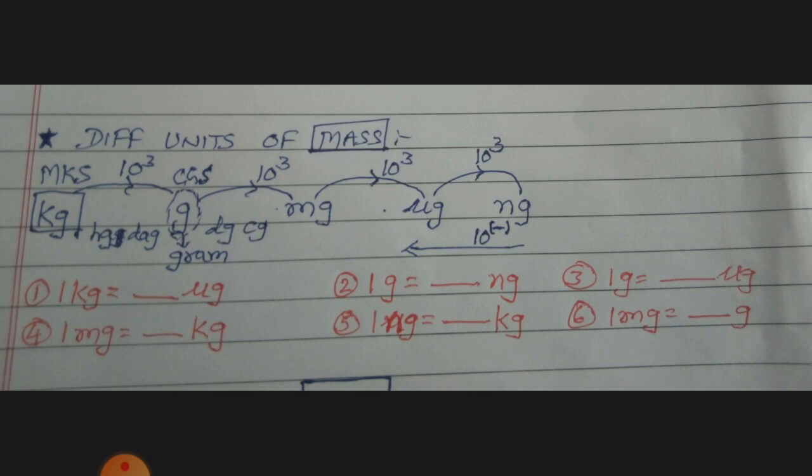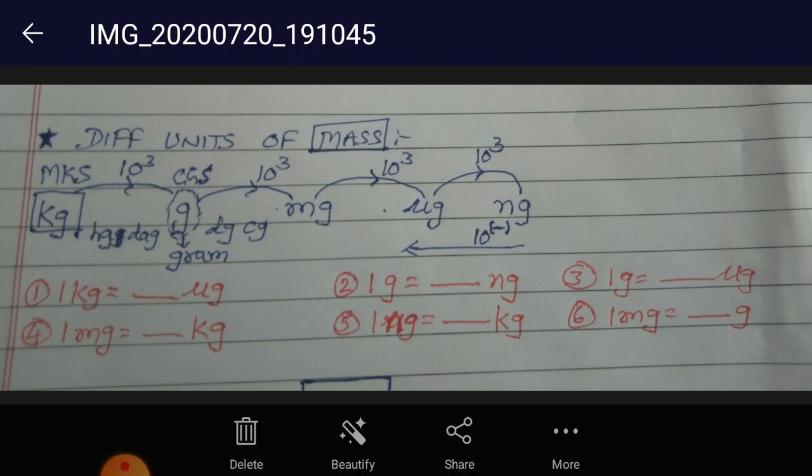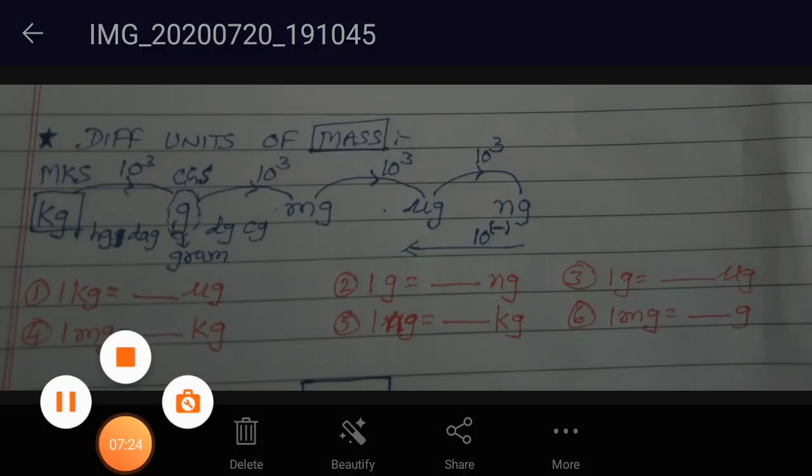If you compare length and mass, then milli 10 raised to minus 3 power will be with respect to the CGS unit, that is gram. Milligram 10 raised to minus 3 grams, microgram 10 raised to minus 6 grams, nanogram 10 raised to minus 9 grams, which will be the same as that of length, provided you refer to the CGS unit, that is gram. Now next one.